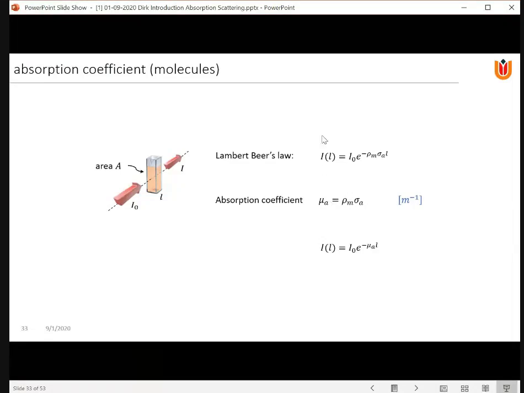Okay, so this is a small recap. This is what we had. We said we put molecules in a cuvette, and we derived the Lambert-Beer law for the intensity I as a function of length through the cuvette L. In that was the absorption coefficient, mu A, in units of per meter, which is the product of the absorption cross-section, sigma A, and the molecular number density, rho N. And of course, that allows you to rewrite Lambert-Beer's law in an even shorter form as exponential of minus mu A times L, the absorption coefficient times the length.